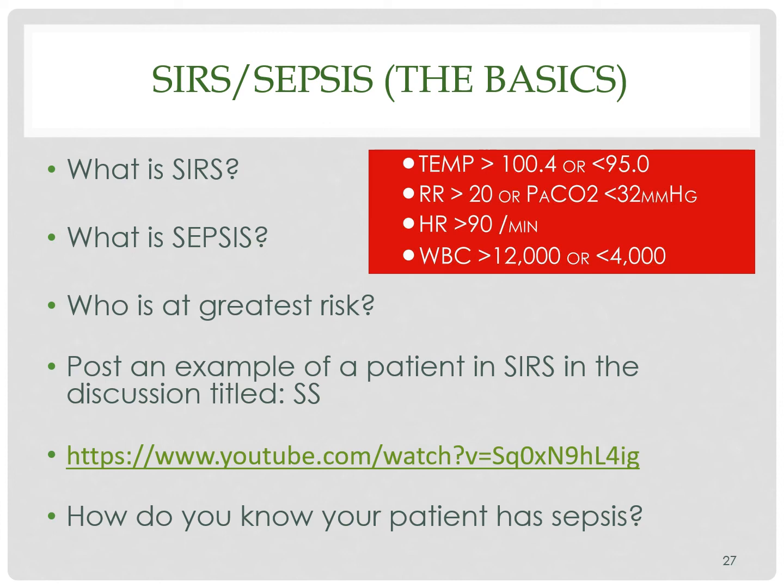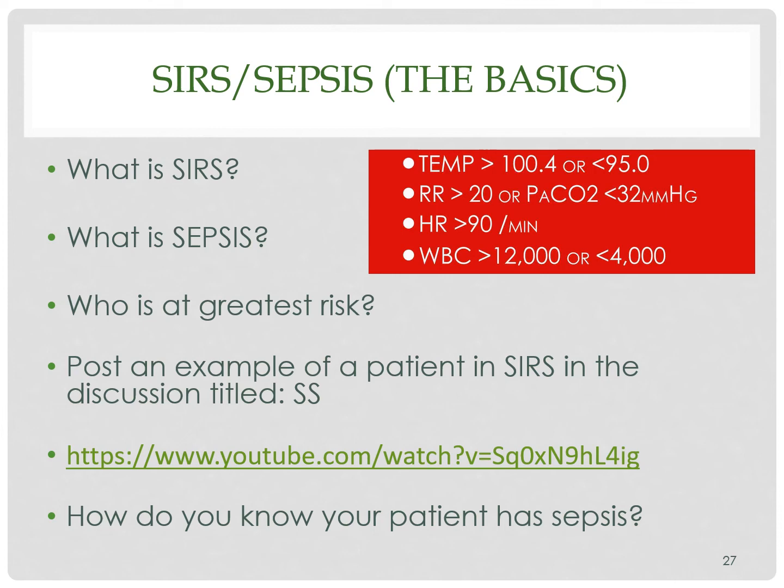The temperature greater than 100.4 or less than 95, respiratory rate greater than 20, or PaCO2 less than 32, heart rate greater than 90, white blood cell greater than 12,000 or less than 4,000. These are your SIRS criteria, okay? Your people that are at greatest risk are the elderly, the very young, people with multiple comorbidities, or people that have immunosuppression. But you guys already knew that, right?